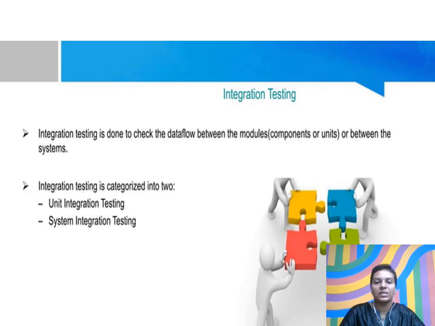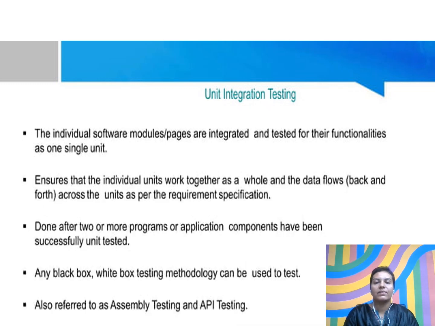The next level of testing is integration testing. Integration testing is done to check the data flow between the modules or between the systems. There are two types of integration testing. One is unit integration testing and the second one is system integration testing. The first level of integration testing is unit integration testing. The individual software modules or pages are integrated and tested for their functionalities as one single unit.